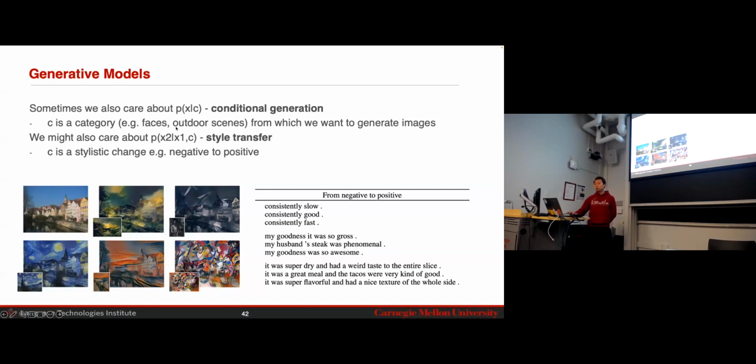And sometimes we also care about P of X2 given X1 and C. Sometimes I might have an image to begin with, and C is perhaps some change in language, some way to edit the image, and I output a new image that respects the original image X1, and also respects the change in the style as given by language.